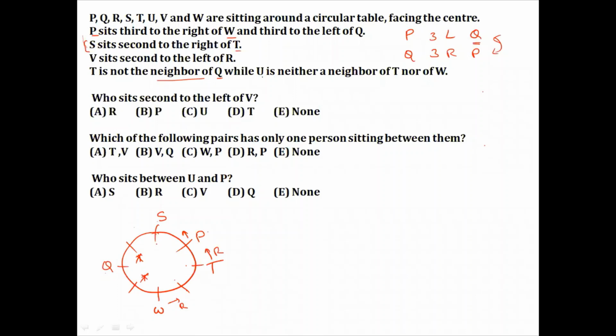And the next one, V sits second to the left of R. Next, U is neither a neighbor of T nor W. So U is not here, because it's not the neighbor of W.